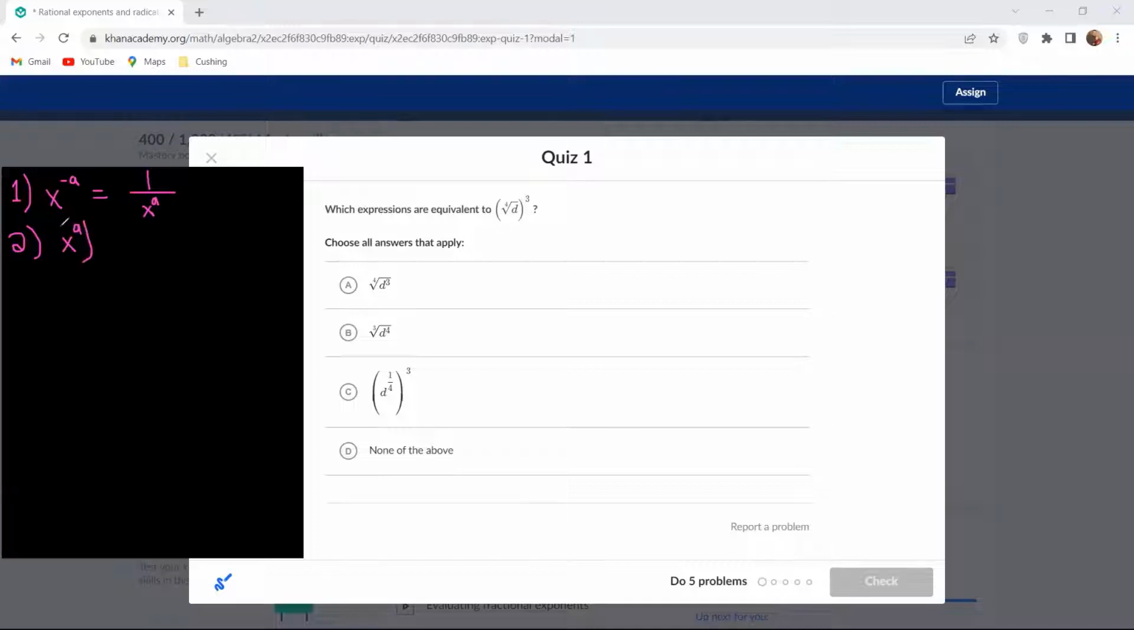All right, so the next rule that we have is when you take something raised to an exponent and then raise it to another exponent, right? So x to the a raised to the b. When you take something raised to an exponent and raise it to another exponent, what you end up doing is you multiply the exponents. So this would be x raised to the a times b power.